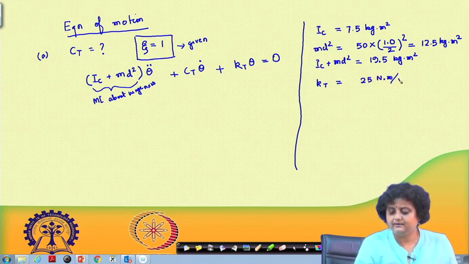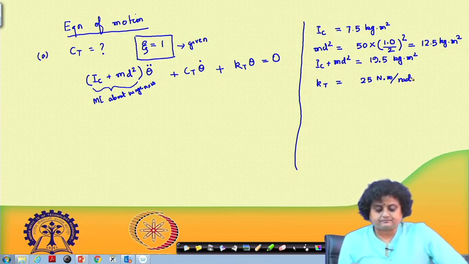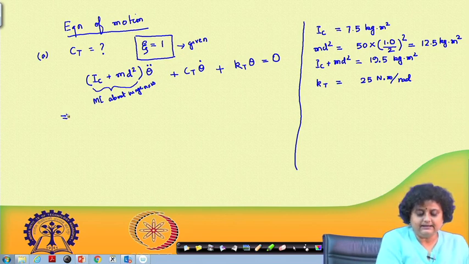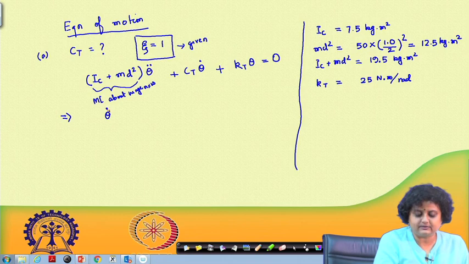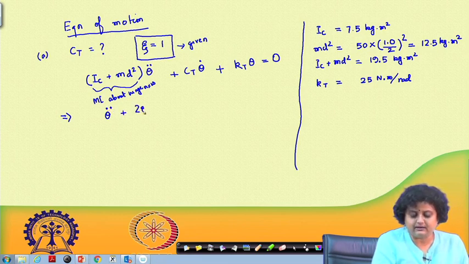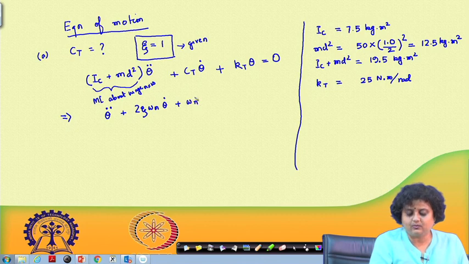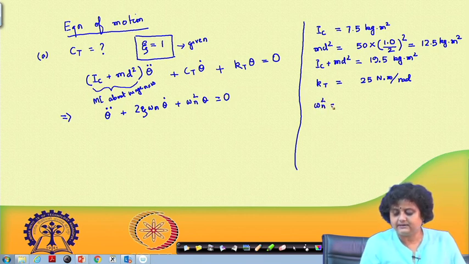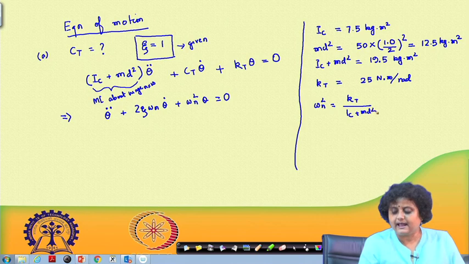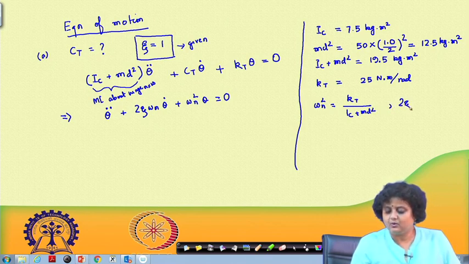Now, as we have done earlier, this equation can be written as theta double dot plus 2 zeta omega n theta dot plus omega n square theta is equal to 0, where omega n square is nothing but KT by IC plus MD square, and 2 zeta omega n is nothing but CT by IC plus MD square.